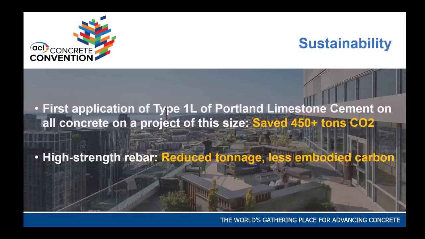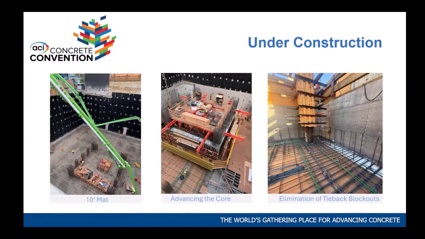So embodied carbon was an interesting thing on this. Let me just go back here too. One of the things we used is grade 80 steel throughout the foundation and throughout the boundary elements of the core walls, because there's a lot of tension involved. And then the confining steel was also grade 80 steel, to reduce the amount of confinement.